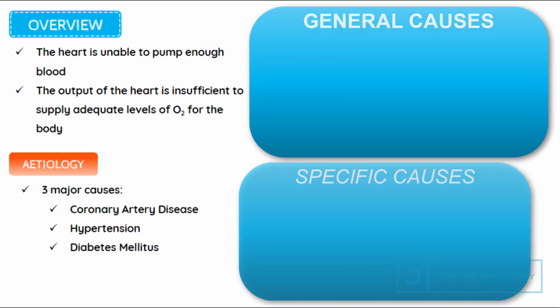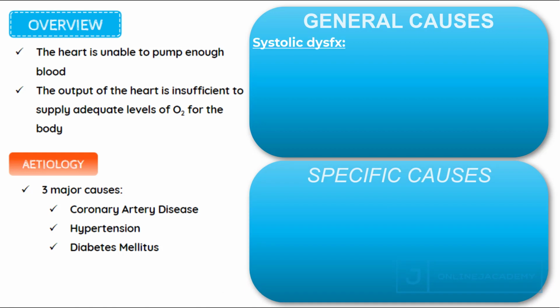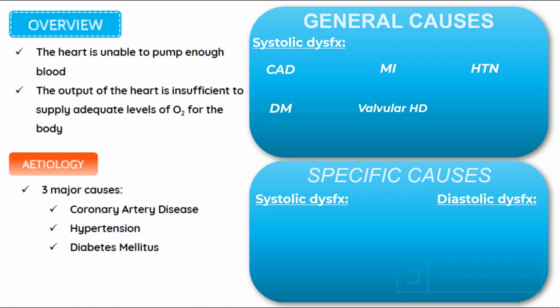So when we talk about general causes, we have systolic dysfunction. When we talk about systolic dysfunction, we're saying there's reduced ejection fraction. Then when we talk about specific causes, we have division of systolic dysfunction and diastolic dysfunction. So let's start with the general causes or the general risk factors. So we have coronary artery disease, myocardial infarction, arterial hypertension, diabetes mellitus, or we can say diabetic cardiomyopathy, valvular heart disease, renal disease, and infiltrative diseases such as hemochromatosis and amyloidosis.